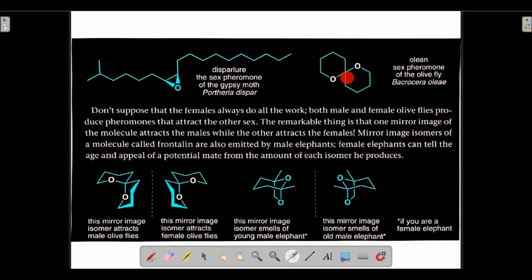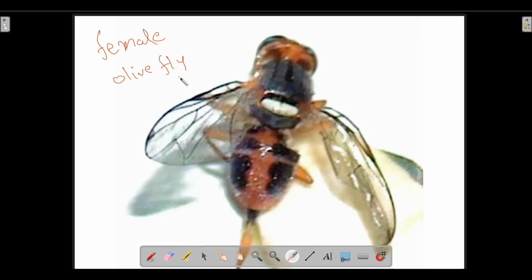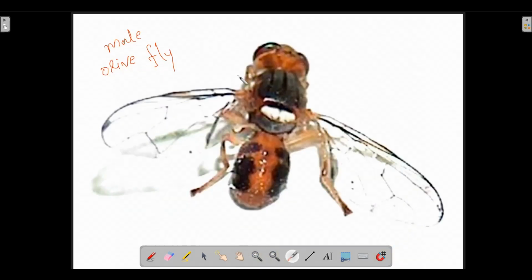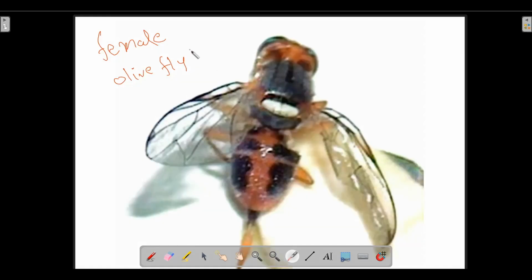Now this is the sex pheromone of the olive fly. What is an olive fly? How does it look? The olive fly looks something like this. This is the female olive fly, and the male olive fly looks something like this. There is a difference in the legs: the male olive fly has spread legs like this, and the female olive fly does not have spread legs.